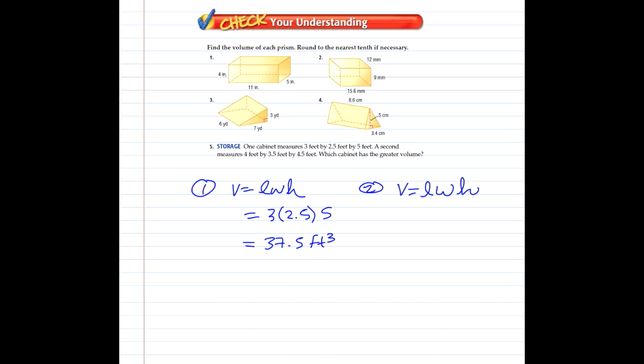One cabinet measures 3 feet by 2.5 feet by 5 feet. The second measures 4 feet by 3.5 feet by 4.5 feet. Which cabinet has the greater volume? So cabinet 1, volume equals length times width times height. 3 times 2.5 times 5 gives us 37.5 cubic feet. Cabinet number 2, again, volume equals length times width times height, because these are both rectangular prisms. 4 times 3.5 times 4.5 gives us a volume of 63 cubic feet. So box 2 has the greater volume.